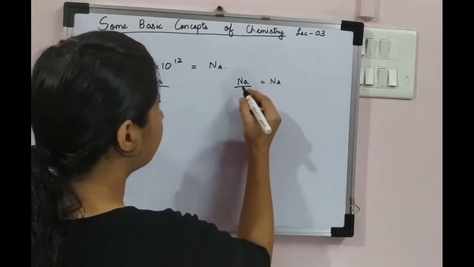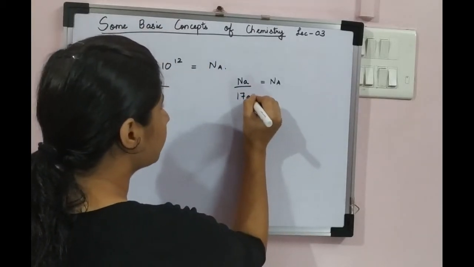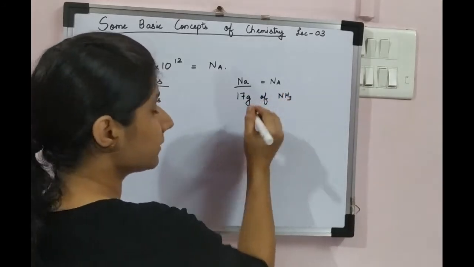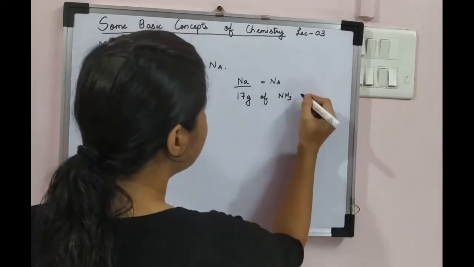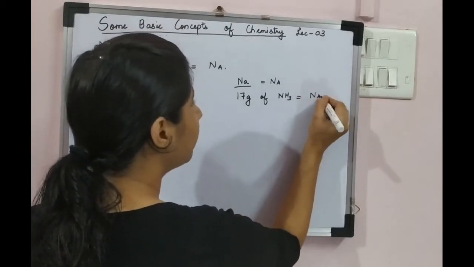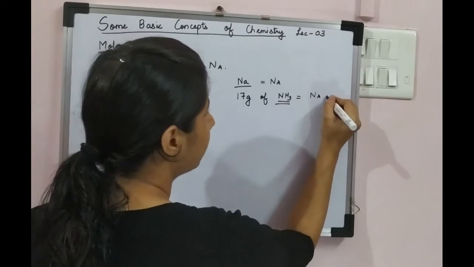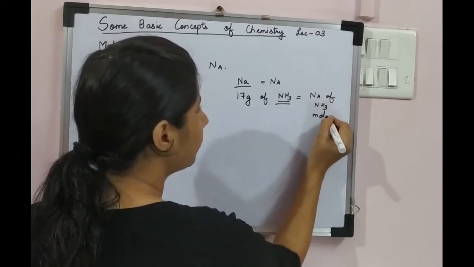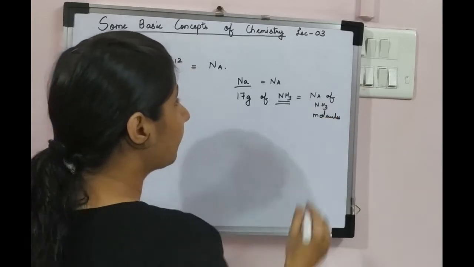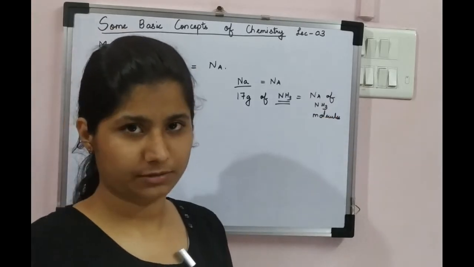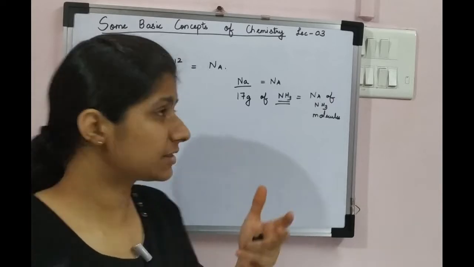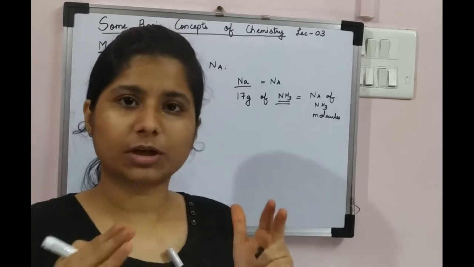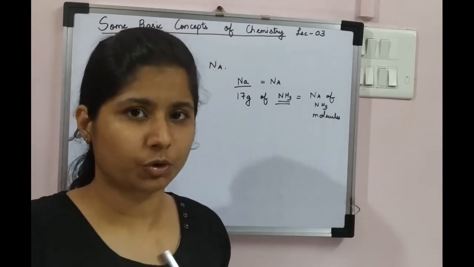Now if I take 17 grams of ammonia, I will explain later why I have taken 17 grams, this will also contain Avogadro number of ammonia molecules. So this Avogadro number can be measured in terms of weight. I can take this number of molecules and measure it, and that would come out to some value. That will also be learned in molar mass.